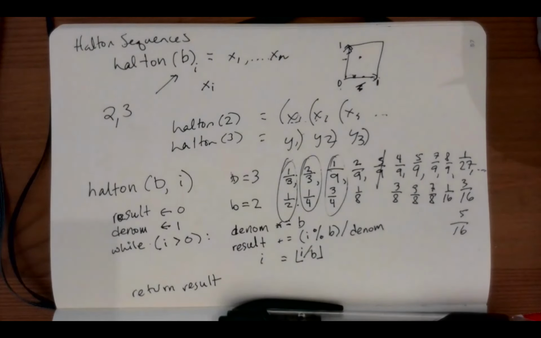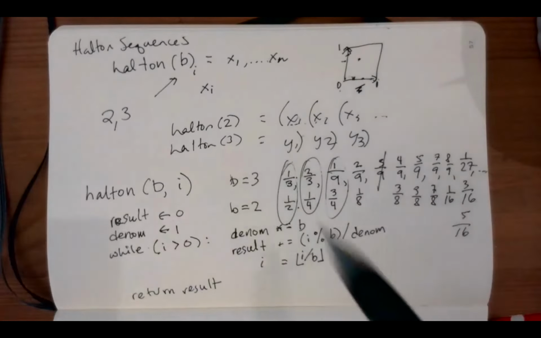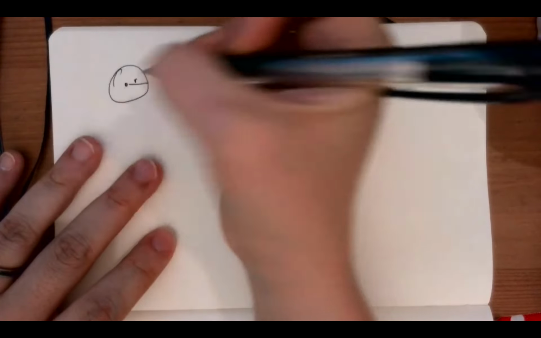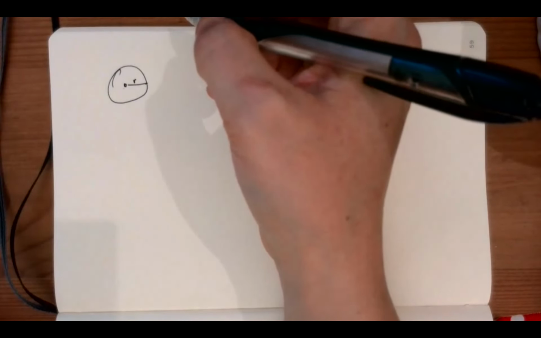Okay, so that's how Halton sequences work. Next, I want to talk about this Poisson disk concept. Remember, Poisson disks are just a way of generating points. If you have disks, then your disks have some radius value, r. At first, just to keep things simple, we'll assume that all of our disks have the same radius. So in order for them not to overlap, the centers have to be at least 2r apart, right?